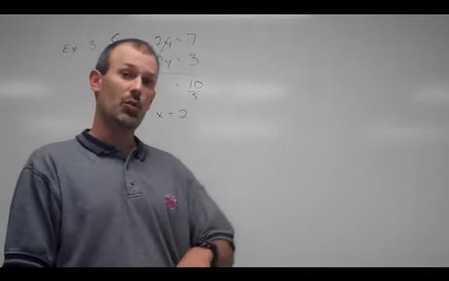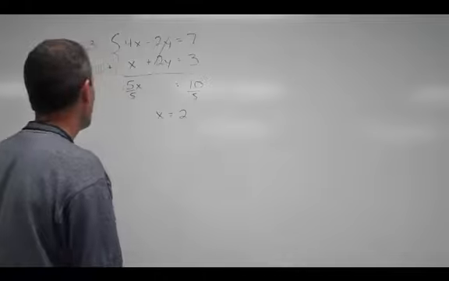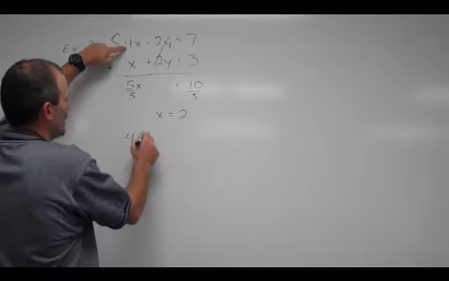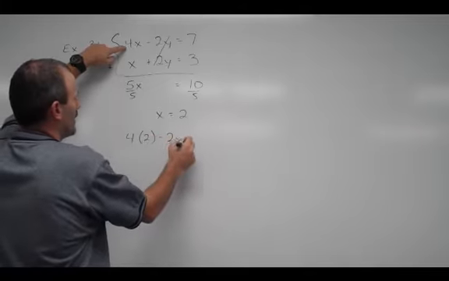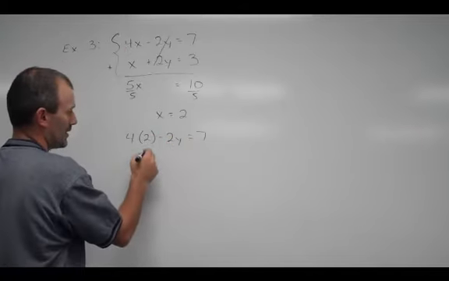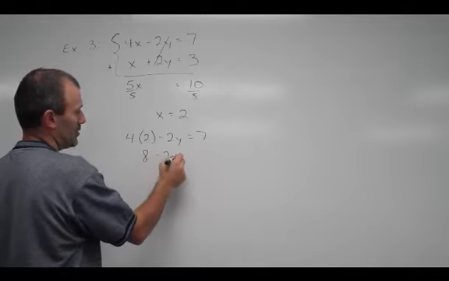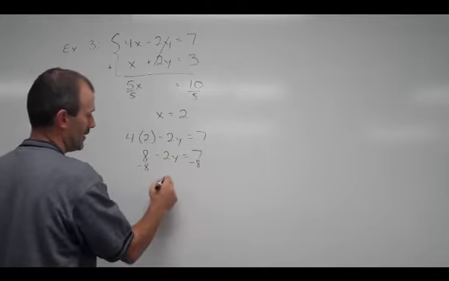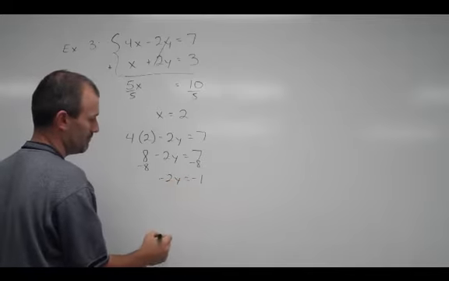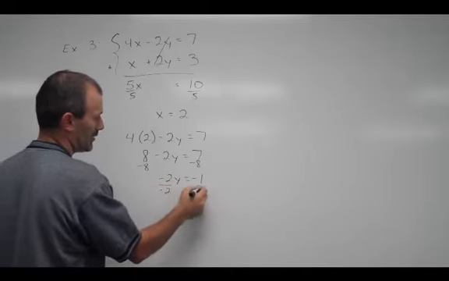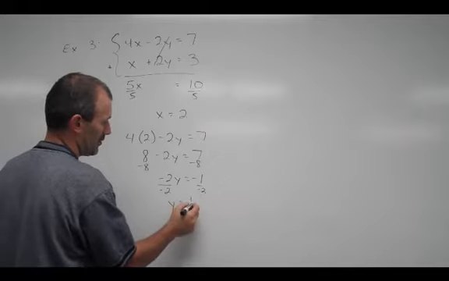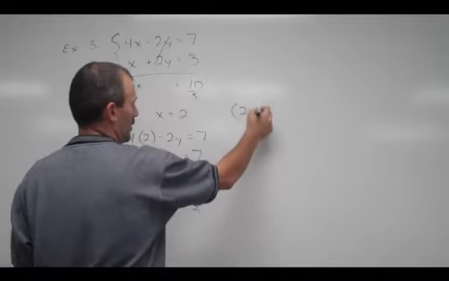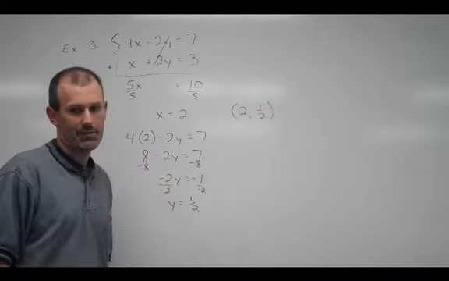Once we know that x equals 2, we still have to figure out y, so we plug that back in. It doesn't really matter which one, let's just go with this one. So 4 times 2 minus 2y equals 7. This gives us 8 minus 2y equals 7. So then as we solve this, we subtract 8. Negative 2y equals negative 1. We divide by a negative 2, and y equals 1/2. So our solution on this one is x equals 2, y equals 1/2.